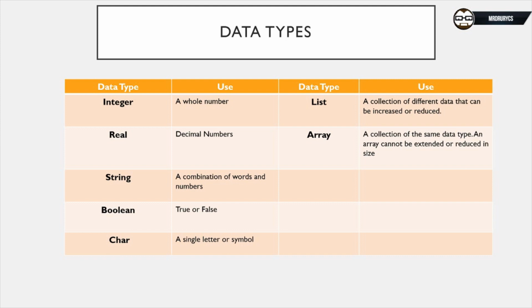An array is different. An array is a fixed size. So you're going to say, I want 10 slots of memory to use. You can't say array.append or array.remove. You can delete the data out of it, but it'll still leave a blank piece of memory in there called a null reference. But an array is a collection of the same data type, and it can't be extended or reduced in size, okay?